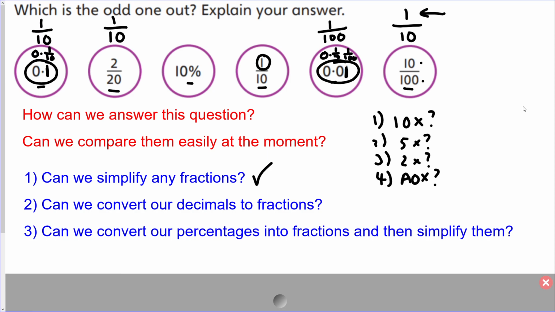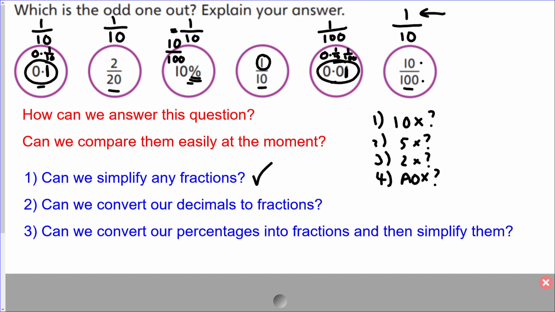And finally, can we convert our percentages into fractions and then simplify them? So 10%, I know percent means out of 100. So 10% is the same as 10 out of 100. Then can I simplify? Do they both go into the 10 times table? Yes, they do. 10 divided by 10 is 1. 100 divided by 10 is 10.